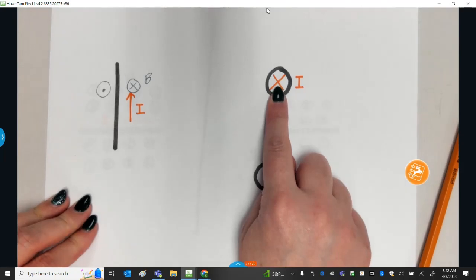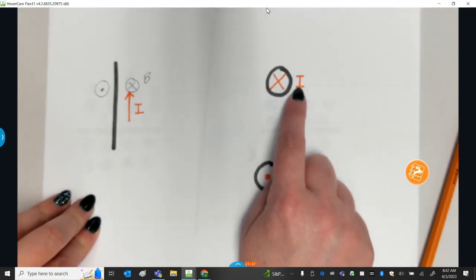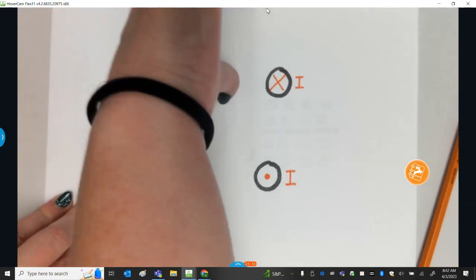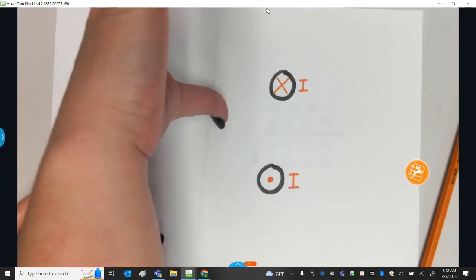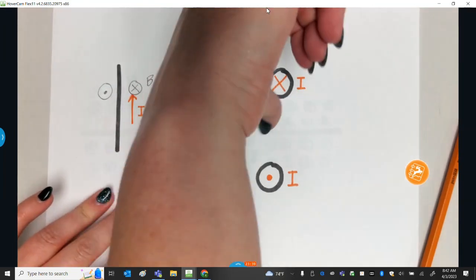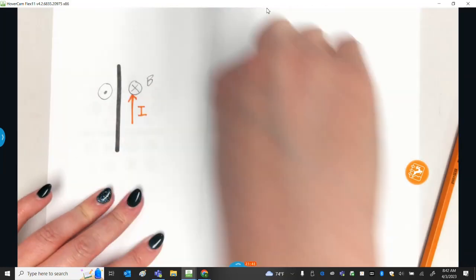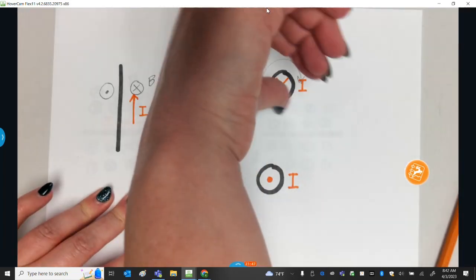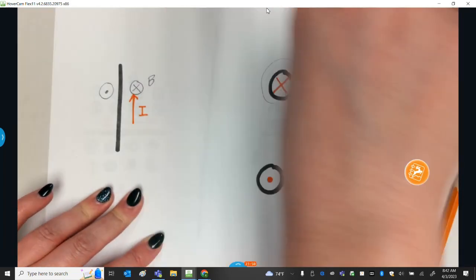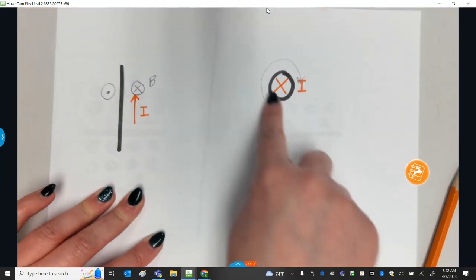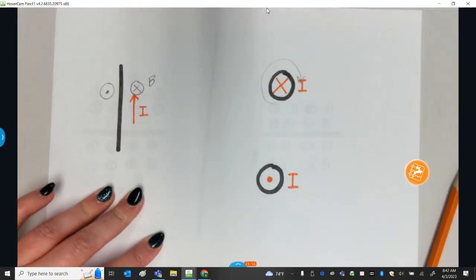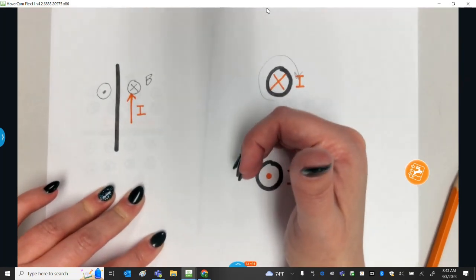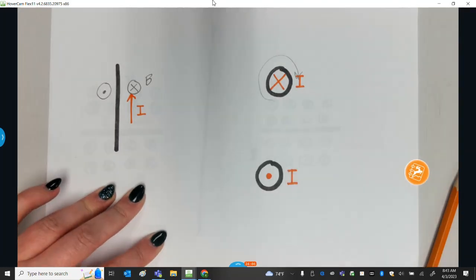This one, now I need to show my current going away from me. That's the back of the arrow, which means it's going into my paper. So I'm going to turn my hand so that my thumb is going into the page. And when I do that and I curl my fingers, they are going to go in this direction. Again, try it yourself. Thumb's going in, that's my current. My field goes like this, so it is in a clockwise direction. Whereas this one, my thumb needs to come out. I curl my fingers around, and look, it's the exact opposite direction. It's going to go this way in a counterclockwise direction.